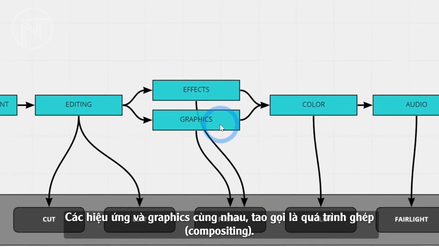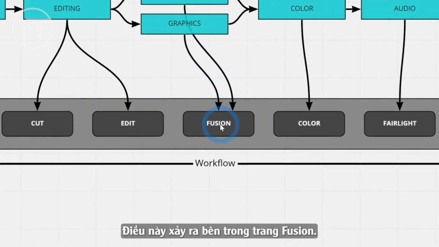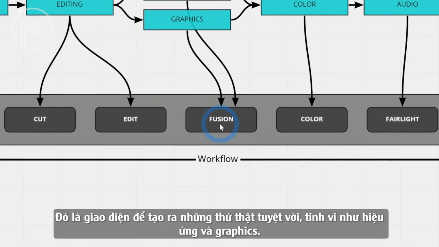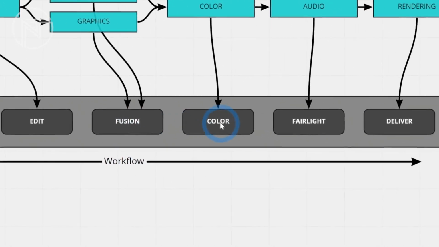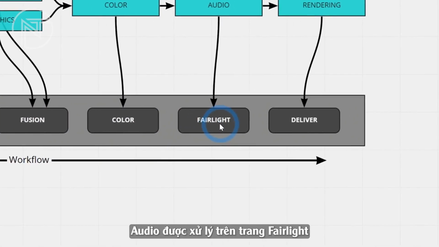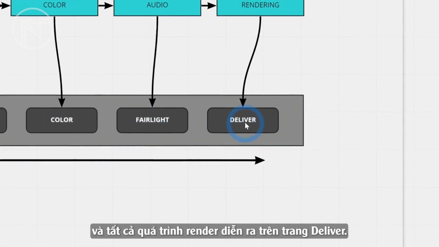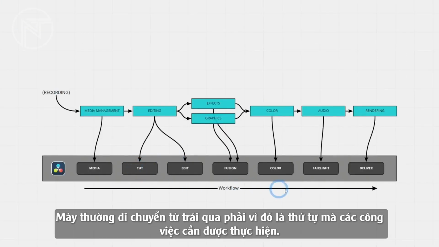The effects and graphics, together I would call that compositing. That happens inside of the Fusion page. That's, again, a dedicated interface to make really cool, fancy stuff like effects and graphics. Color correction happens in the color page. Audio happens in the Fairlight page. And all the rendering happens in the Deliver page. And you generally go from left to right because that's sort of the order that kind of has to happen.